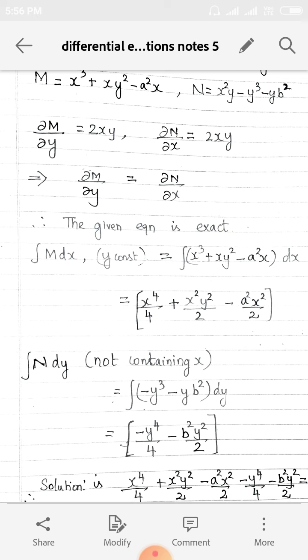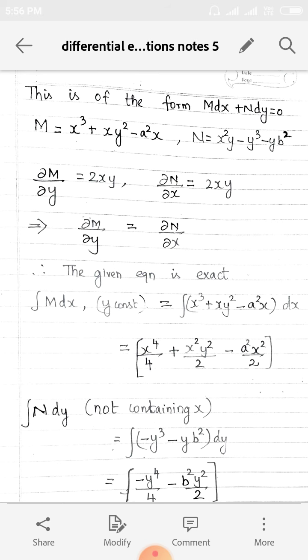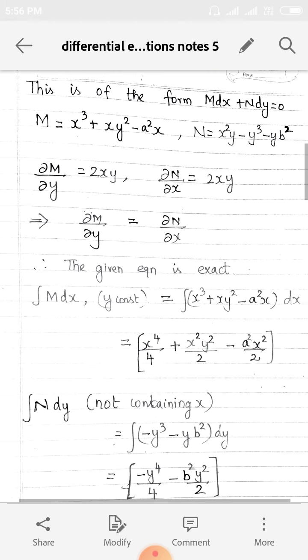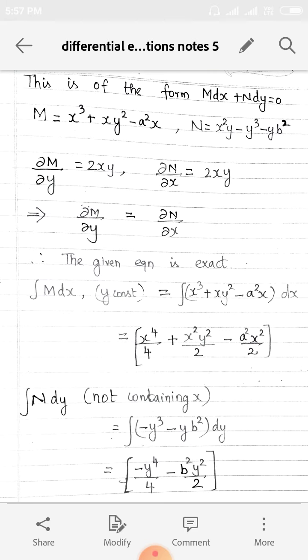Okay, now what is the first condition? You have to differentiate ∂M/∂y. Dou is nothing but the partial differentiation. That is, in M, which is x³ + xy² − a²x, we have to differentiate partially with respect to y. You have to differentiate y terms alone. For ∂M/∂y, leave the x³ term. Next term is xy². So keep x as a constant and differentiate y², we get 2y. Therefore 2xy. And then another term is an x term, so just leave it. So ∂M/∂y is nothing but 2xy.